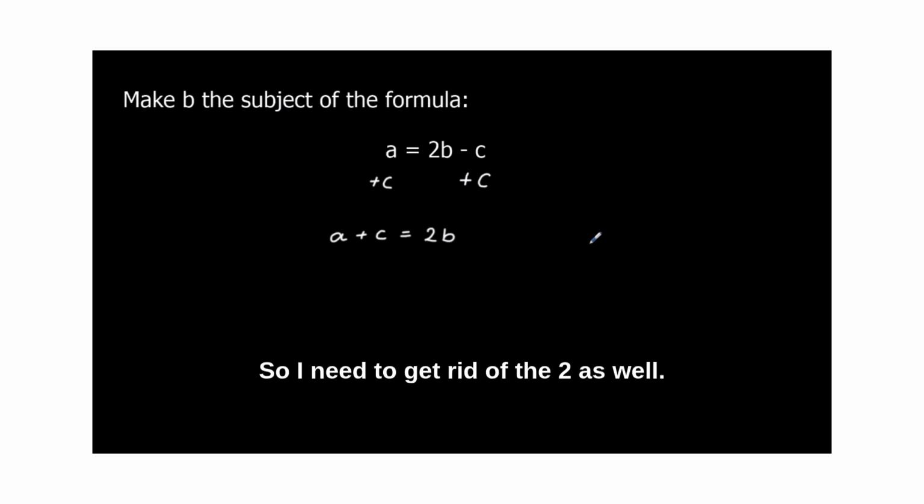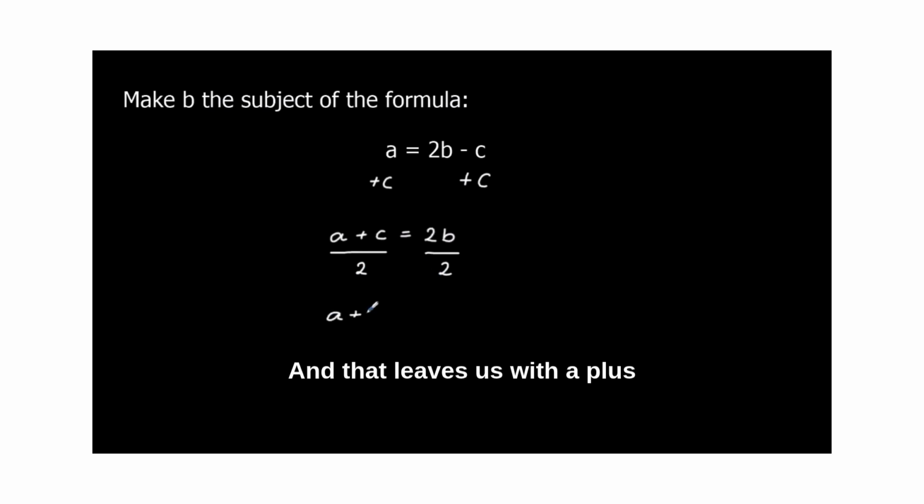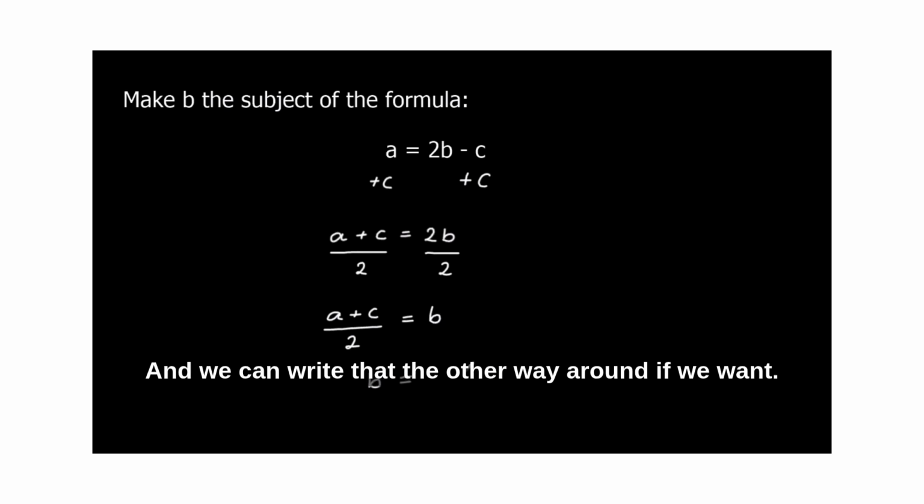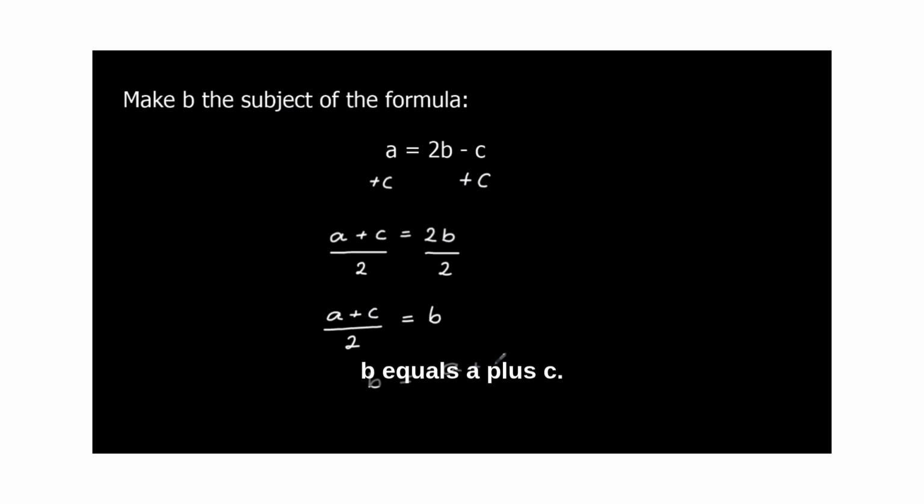So I need to get rid of the 2 as well. I need to get B by itself. At the moment, we've got 2 times B. 2B means 2 times B. And to get rid of a times, we do a divide. The opposite of times is divide. So we divide both sides by 2. And that leaves us with A plus C over 2 equals B. And we can write that the other way around if we want. B equals A plus C over 2.